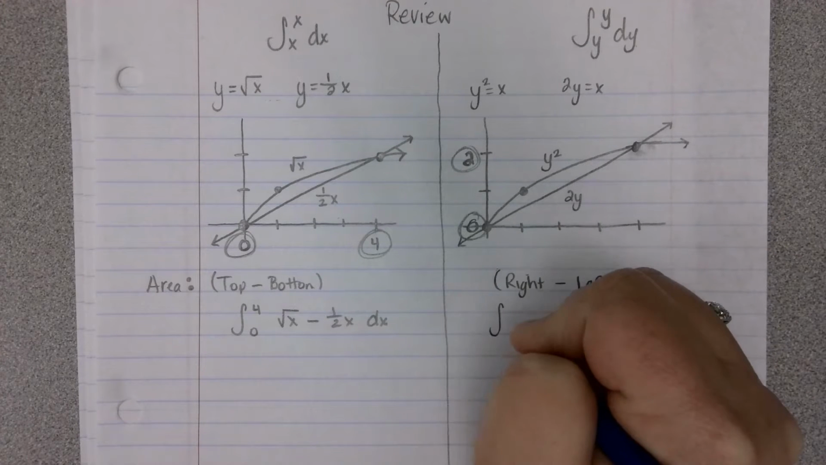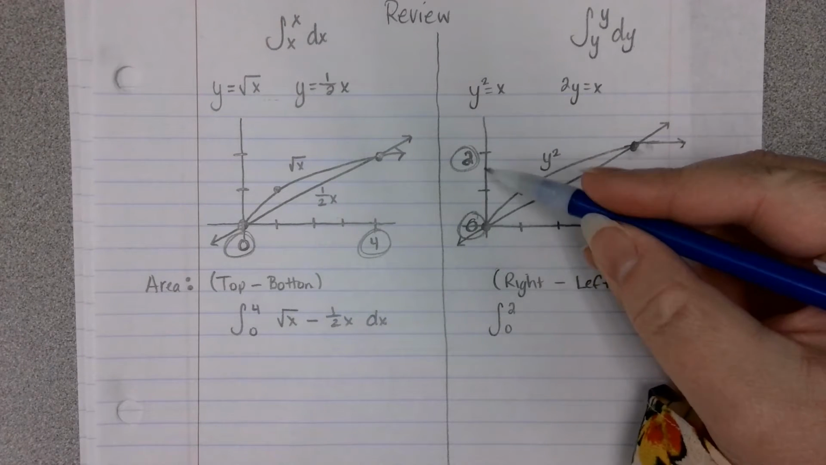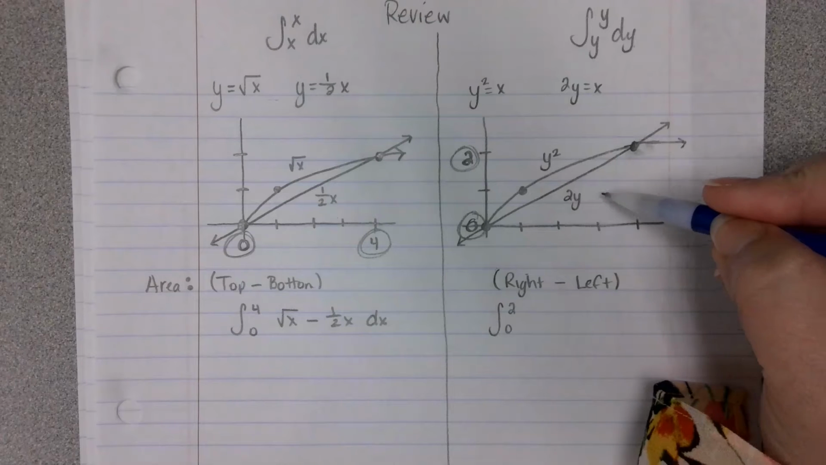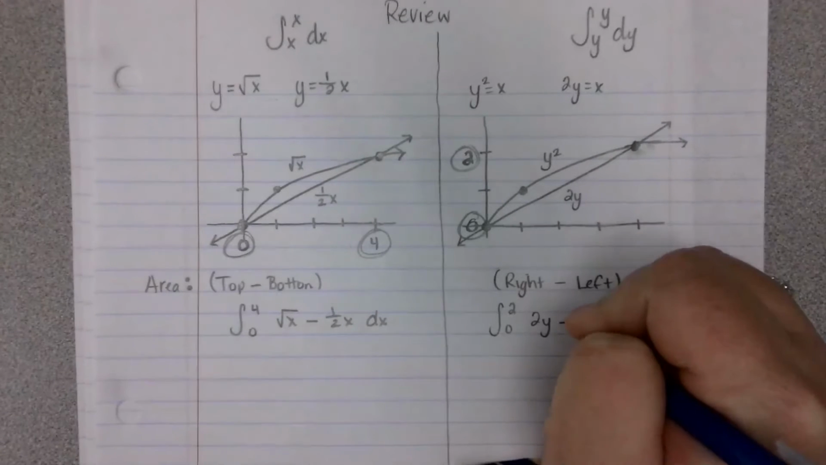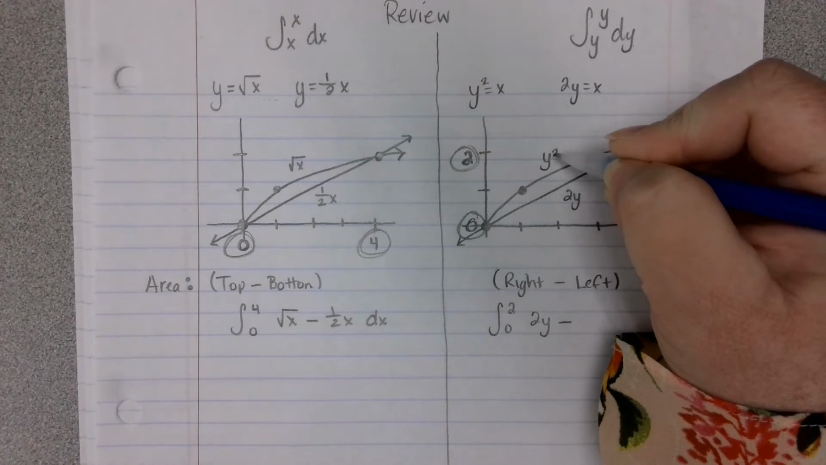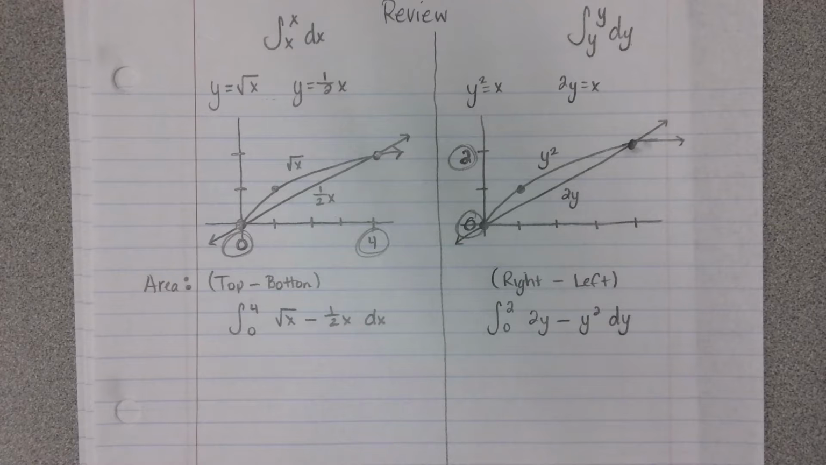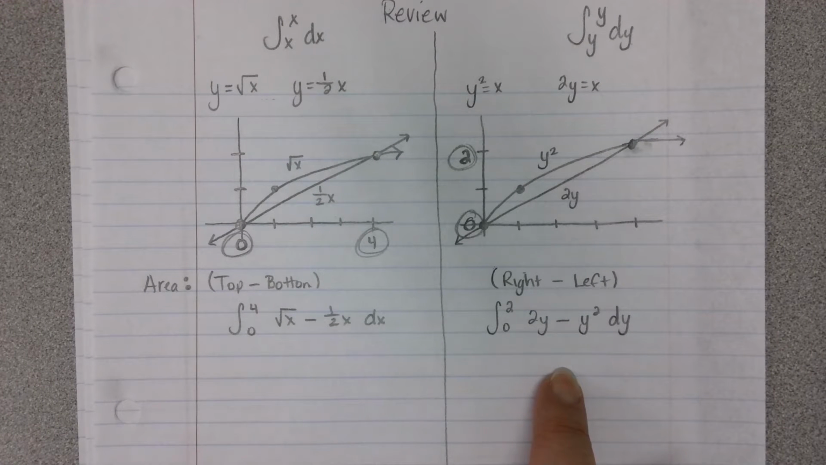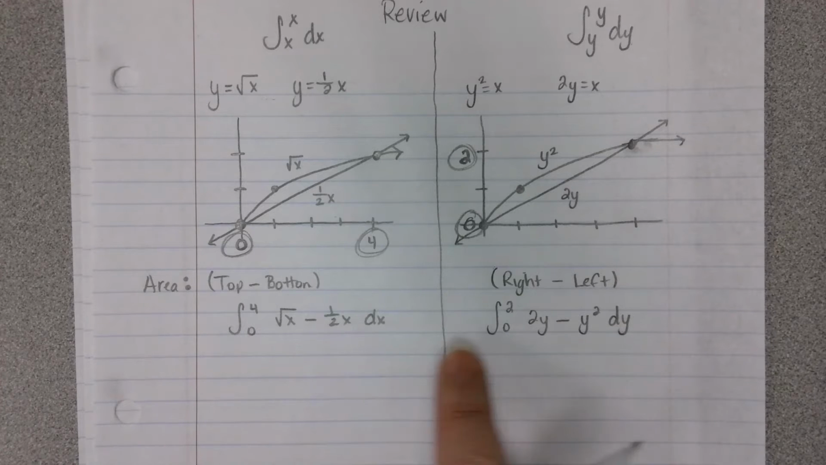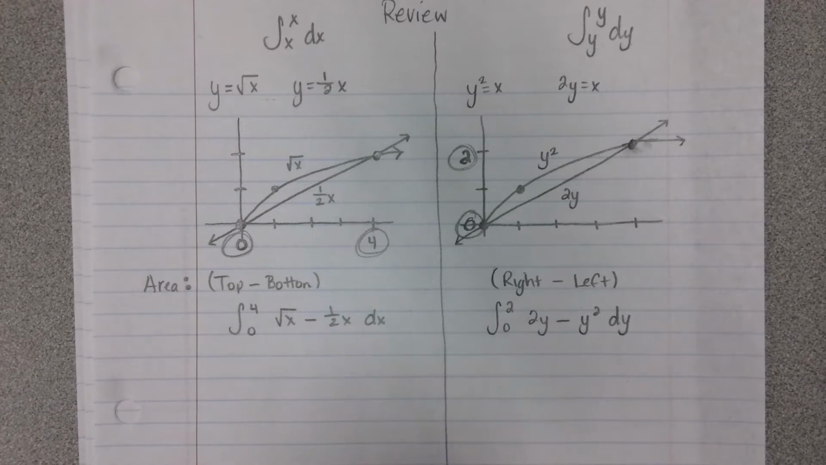So this time when we set up the integration, it's going to be 0 to 2, because again, remember, we need our y intervals. The right equation is going to be our 2y equation minus our left equation, which in this case is y squared, and then dy. Now, if you were to put these in your calculator, I haven't tested it, but those answers should be very, very similar, if not exactly the same. They might be a little off by a couple tenths or hundredths.